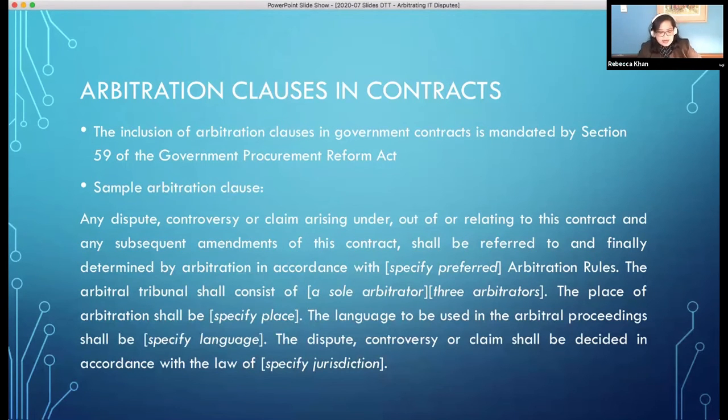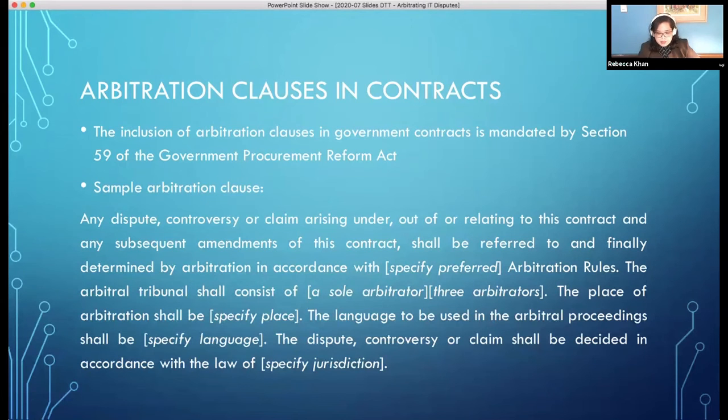Any dispute, controversy, or claim arising under, out of, or relating to the contract and any subsequent amendments of this contract shall be referred to and finally determined by arbitration in accordance with, and then the parties can choose the arbitration rules that they want to use. In ad hoc arbitration, which is not linked to any specific arbitral institution, the usual choice is the UNCITRAL arbitration rules. Most arbitration institutions have their own rules, in which case parties can specify those.